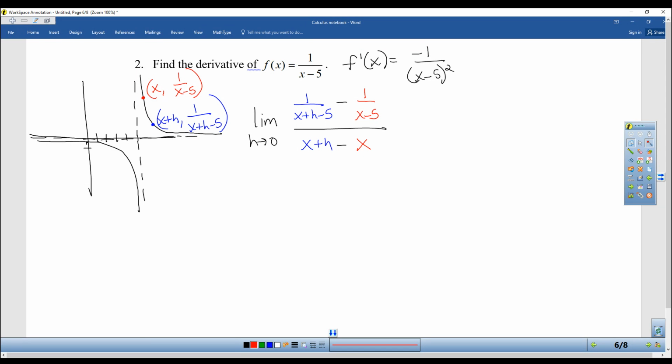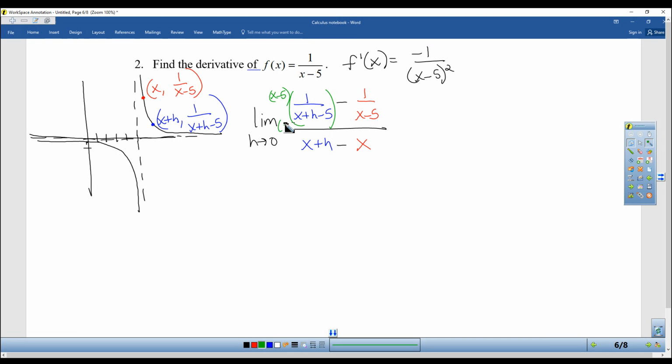But because I actually want to find the slope at a specific point, at this red point, I really want h to be 0, which I know it can't be, otherwise they'd be the same point. So I'm going to take the limit as h approaches 0. The key to doing these problems is to get a common denominator. So this one needs an x minus 5 on the top and the bottom.